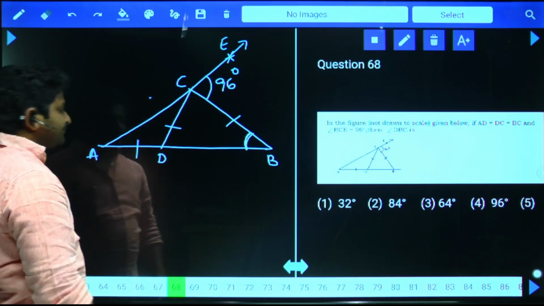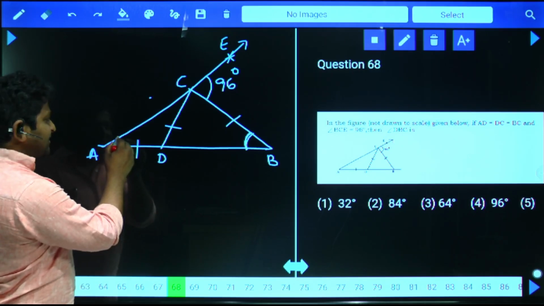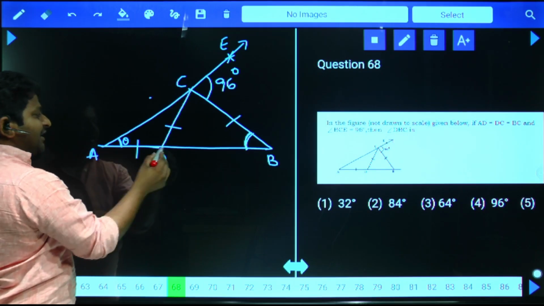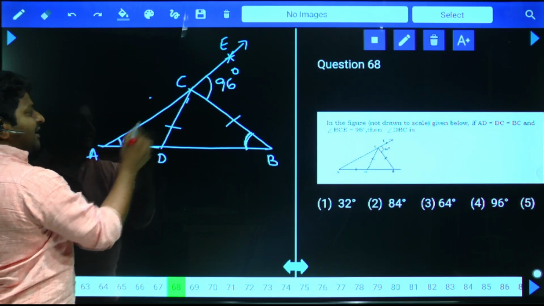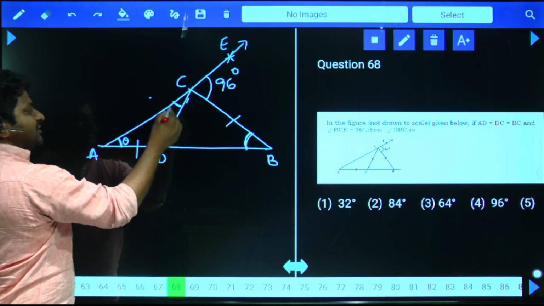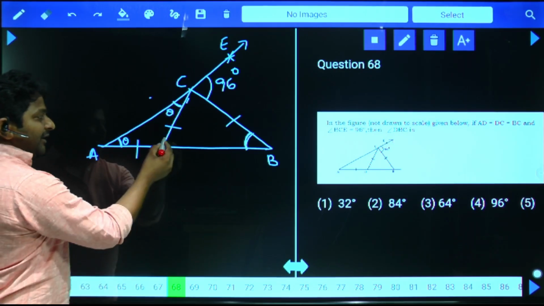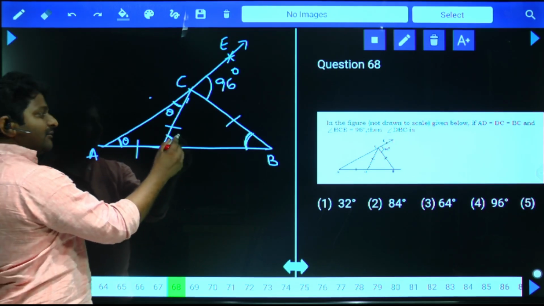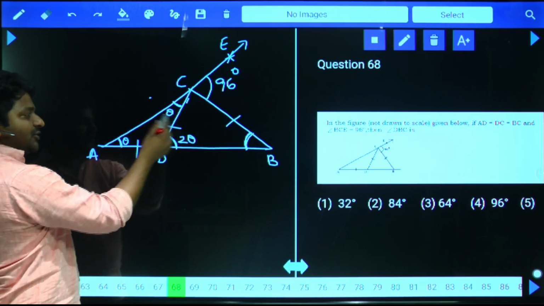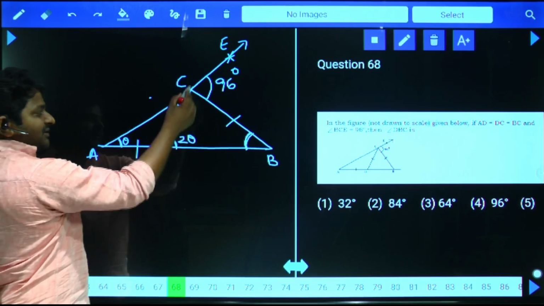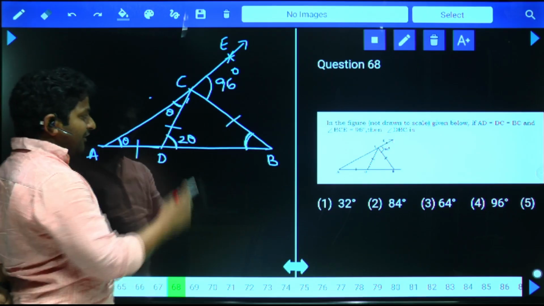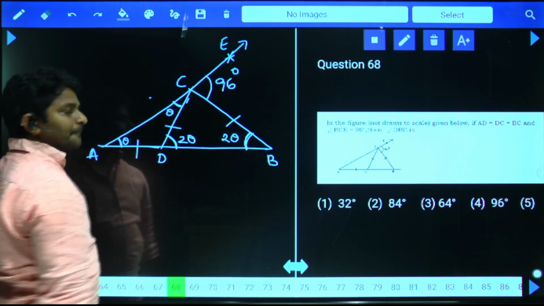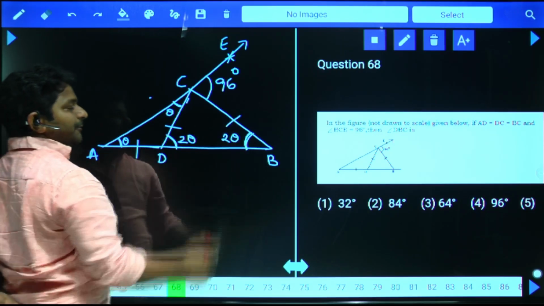Okay, now if I take this as theta, because both the sides of this triangle ADC are equal, if this angle is equal to theta, angle at C is also equal to theta. Then angle at D is equal to 180 minus 2 theta. Then angle at this place is equal to 2 theta, that is the sum of the other two. Because these two sides are equal, if this is equal to 2 theta, this is also equal to 2 theta.